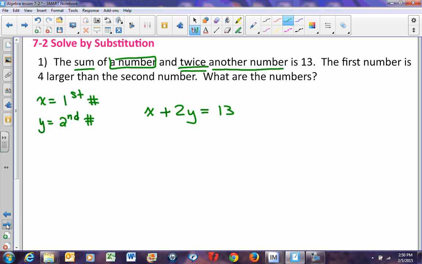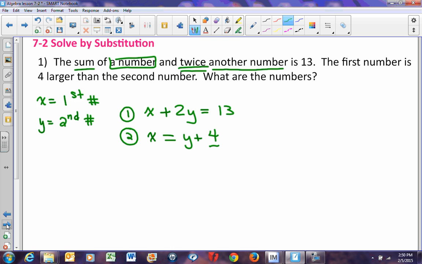The second sentence says the first number is 4 larger than the second number. So the first number, which is x, "is" means equals, 4 larger than the second number. So the second number plus 4. So here's my first equation, here's my second equation. The second equation is already solved for x, so that's nice and simple.